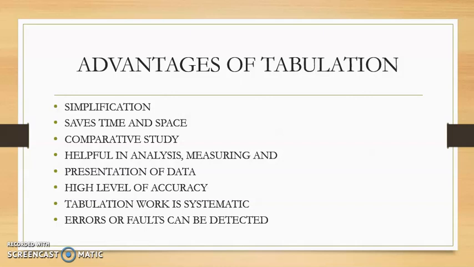The next one is a high level of accuracy. You will be able to get the accurate result if you're doing it in the form of tabulation. It is one of the methods under the statistical tools to maintain and get the outcome or the results of the data. Tabulation works in a systematic way. You will have certain formulas to calculate, and you'll have to code the data. It is also possible to detect the errors and the faults in the tabulation.